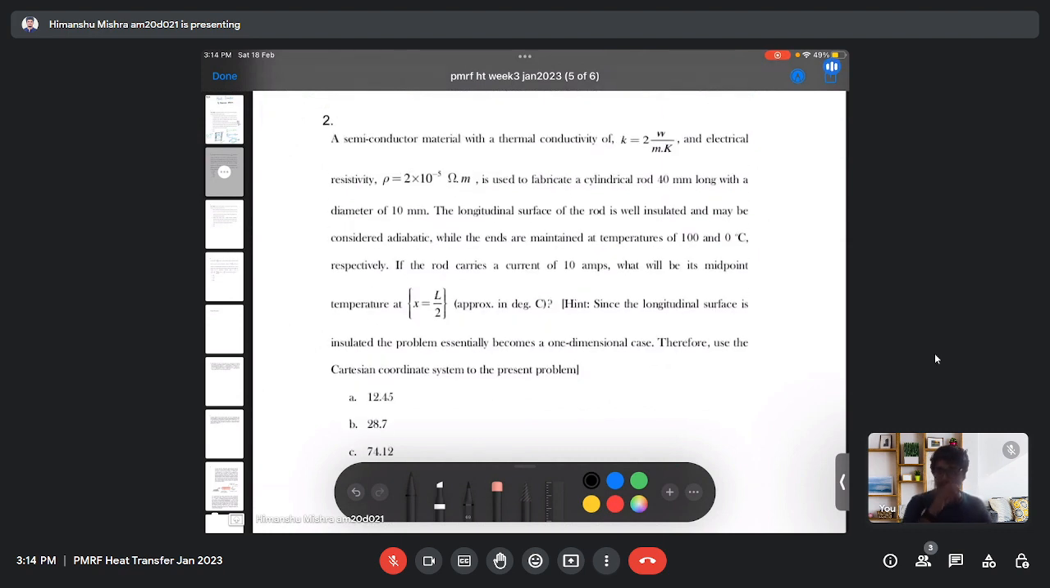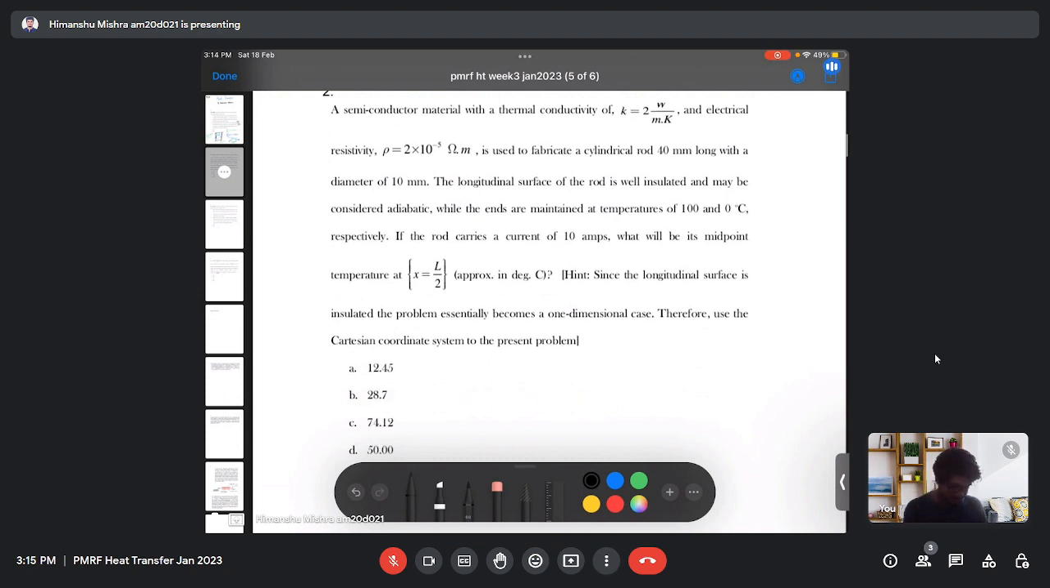So the next question is based on heat generation. We have solved a couple of problems in the previous class where we solved the second order equation, so it is similar to that one, just to revise the same thing. According to the question, there is a semiconductor material with a thermal conductivity given, and we have been given the electrical resistivity. The geometry of the cylinder rod is given, 40 mm long and a diameter of 10 mm. The longitudinal surface of the rod is well insulated and may be considered adiabatic, while the ends are maintained at temperatures 100 and 0 degrees Celsius. If the rod carries a current of 10 ampere, what will be its midpoint temperature?